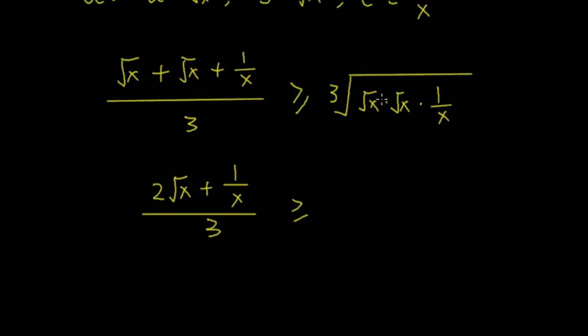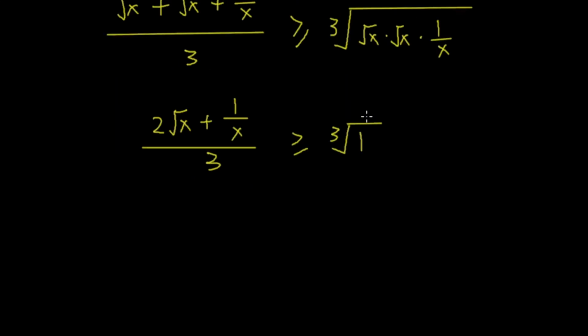Now on this side, square root of x times square root of x is just x. Now x times 1 is x. x over x is 1. So we have the cube root of 1, which is just equal to 1. So we have 2 square root of x plus 1 over x, all divided by 3, is greater than or equal to 1.